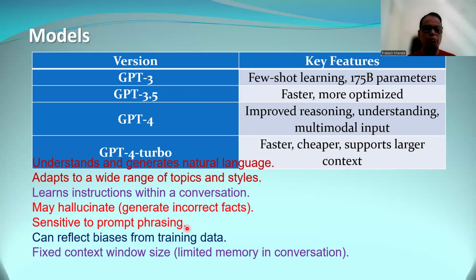It is sensitive to prompt phrasing, so an appropriate prompt should be used whenever you have a conversation with ChatGPT. It can reflect biases from the training data, so it is not necessary that the output will be unbiased every time. You may have a biased output, and it has a fixed context window size, which is limited, so it has limited memory in the conversation.